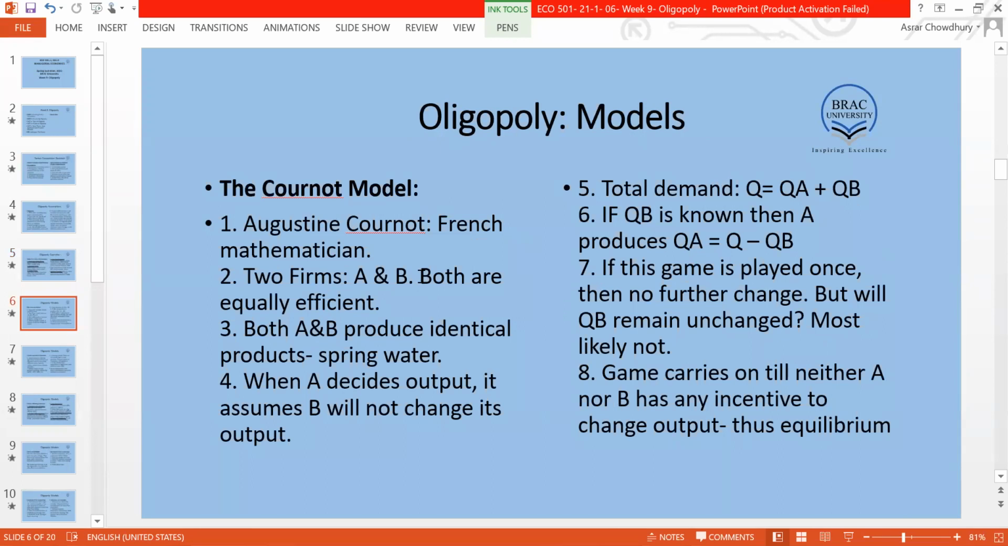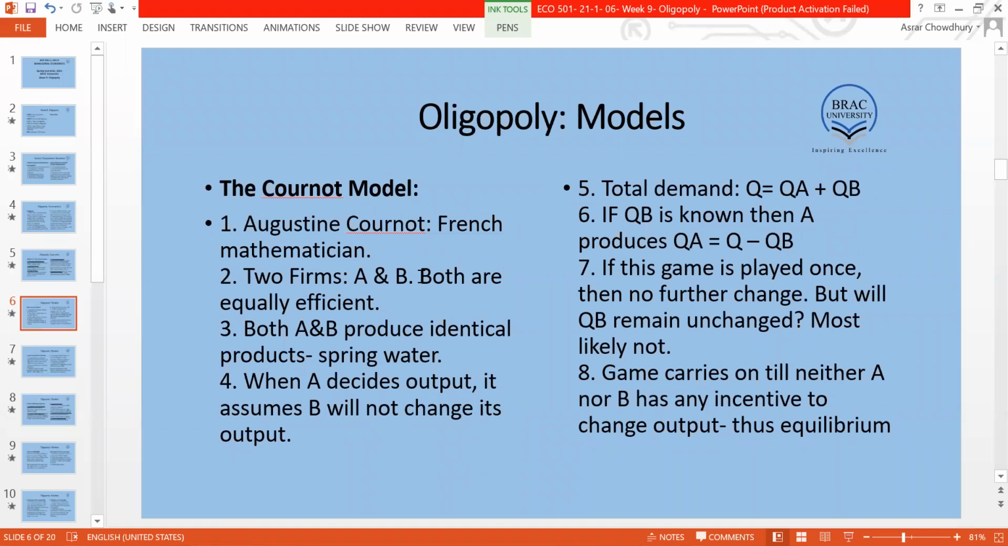Augustine Cournot was a French mathematician, and later on he was also a politician in the Education Ministry of France. So he came up with this model that there are 2 producers, and they own a natural resource, spring water. There are only 2 people who can supply spring water.